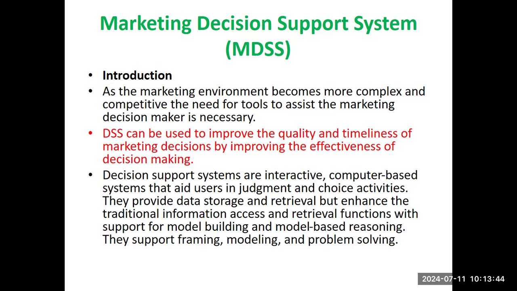timeliness of marketing decisions. That means they can make a quality decision and make it on time, because very quickly they can process complex data with the help of the marketing decision support system, improving the effectiveness of decision making. So now you can understand it's a kind of system built with the help of the computer. Nowadays, computer programming and algorithms all help decision makers process the data.